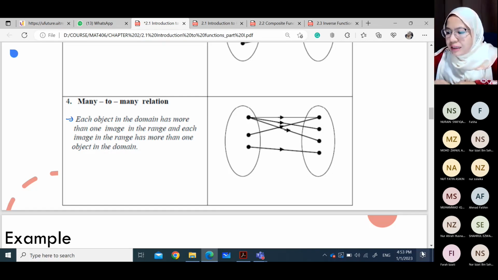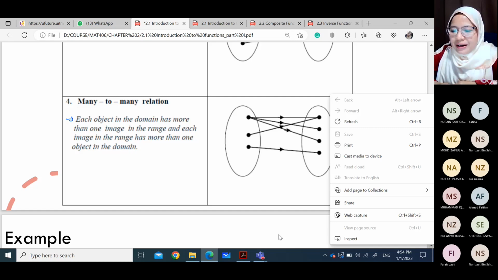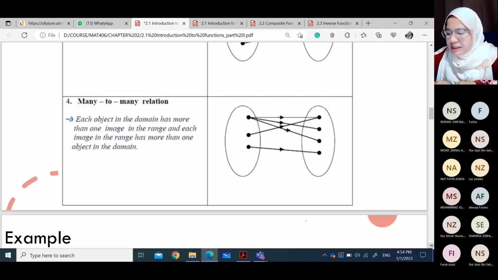Ada soalan tak setakat ni untuk relation? Okay, tak ada. Right, so kalau ada, tanya je.